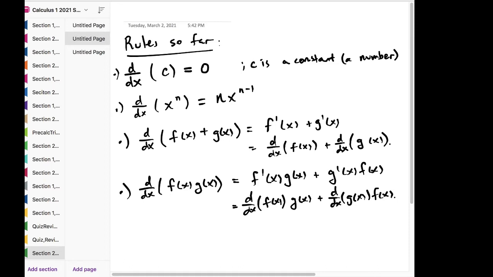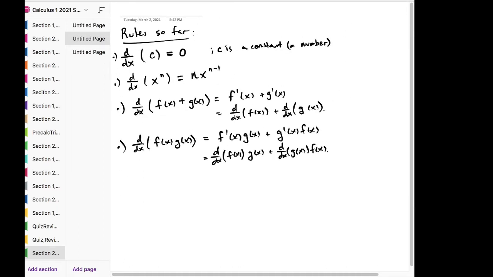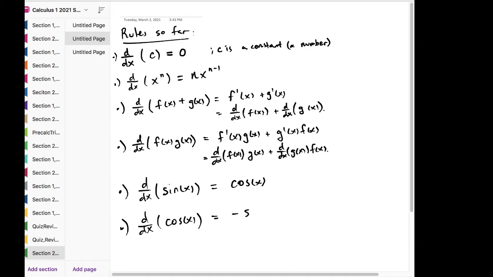Good. Okay, and we had two trig derivatives. What was the derivative of sine? Yeah, the derivative of sine is cosine. And remember what the derivative of cosine was? Negative sine. Good. Yeah, these are things you should memorize. Okay, so so far we have these rules, and we'll develop more.